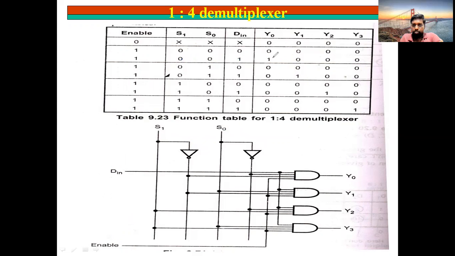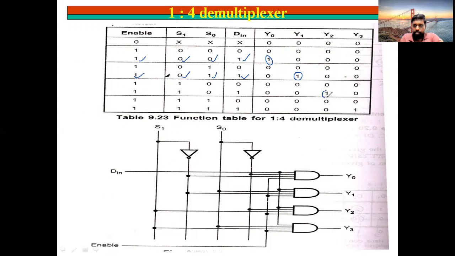So what you will get here as the answer is S0 bar, S1 bar, D in along with enable. And what is the answer of Y1? This combination: S1 bar, S0, D in along with enable.